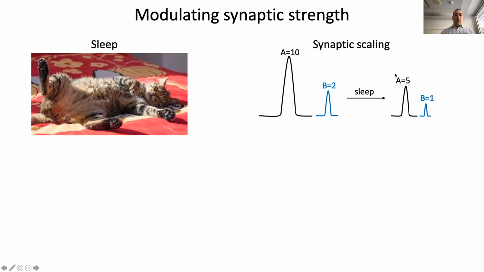So if this represents the weight of synapse A of 10, and this is synapse B that has a weight of 2, what sleep will do is downscale everything, but keep the relative differences between these. So A could go to 5 and B could go to 1. So now it has more room to get stronger again, but the relative differences are maintained the same. And that's the process of synaptic scaling. How that works is still being figured out.